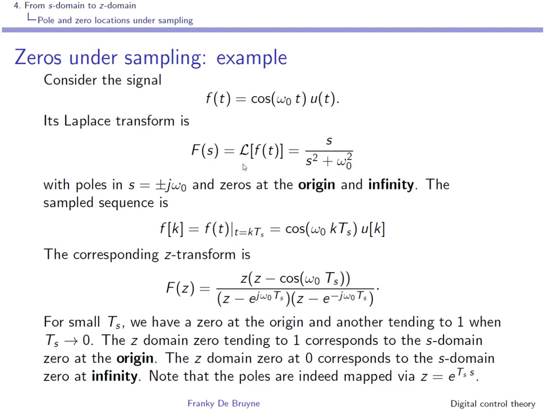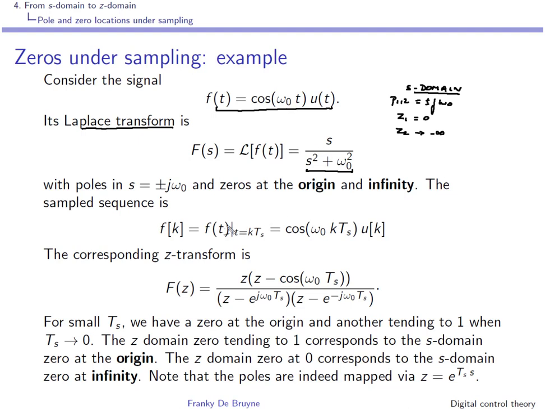So let us consider an example with zeros under sampling. We'll consider the following causal sequence: a cosine multiplied by u of t to make it causal. The Laplace transform can easily be obtained, and this is something you can do because you have followed last year's course of signals and systems. And here in the S domain, you have two poles, P1 and P2, equal to plus minus j omega 0. You have a zero at the origin, and you have another zero that tends to minus infinity. We take minus infinity because the zero has to be in the domain of convergence.